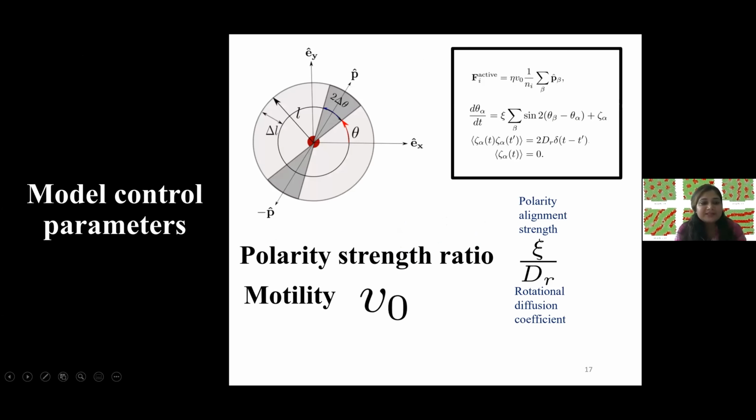So our model is controlled by many parameters, but in this presentation I'll focus mainly on these 2 parameters. One is xi by dr, that is the polarity strength ratio. This will decide whether the system flows as a flock, in the aligned behavior, meaning in the same direction, or it will show random behavior. And the second one is the cell motility term.